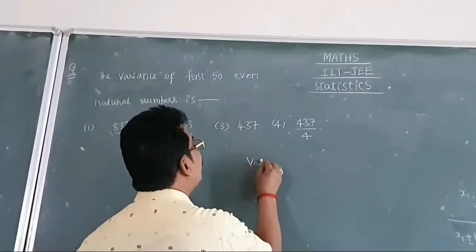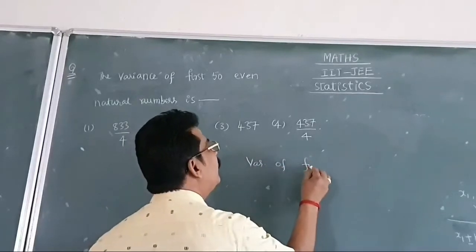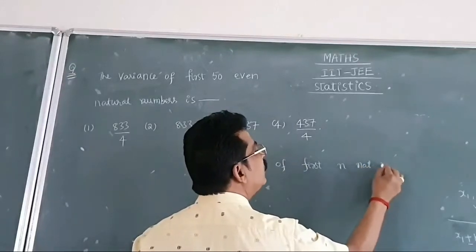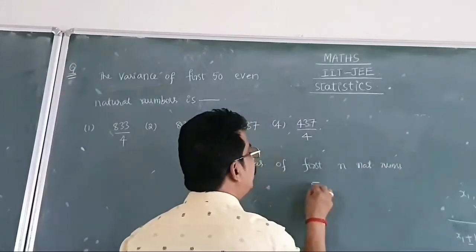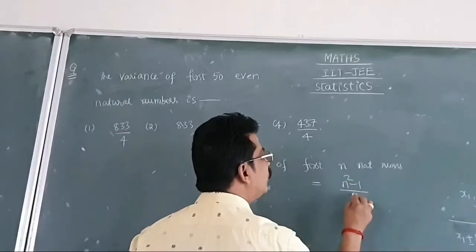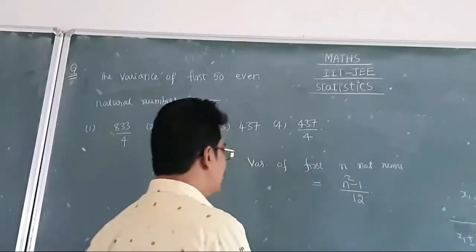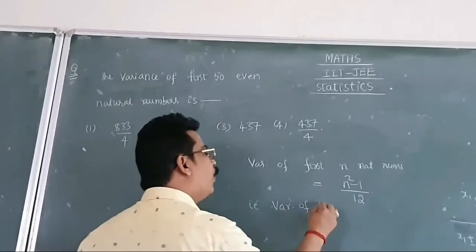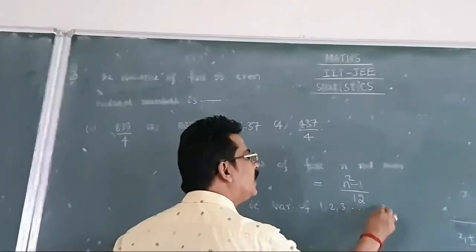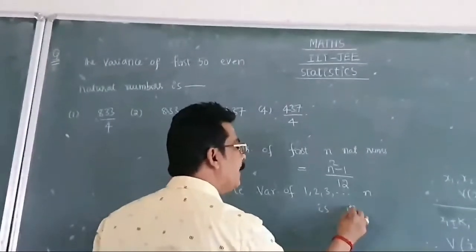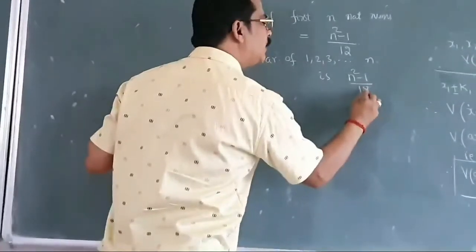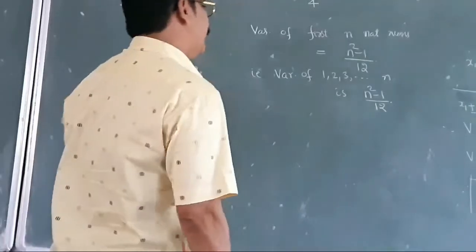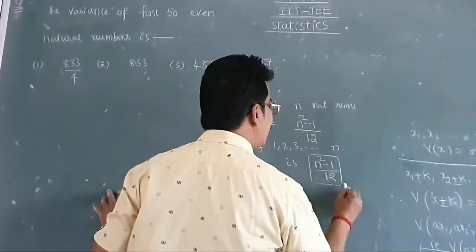The variance of the first n natural numbers, we need to know very well, is (n square minus 1) by 12. That means the variance of 1, 2, 3, and so on up to n is simply (n square minus 1) by 12. I derived this proof also in the board syllabus. Understand?